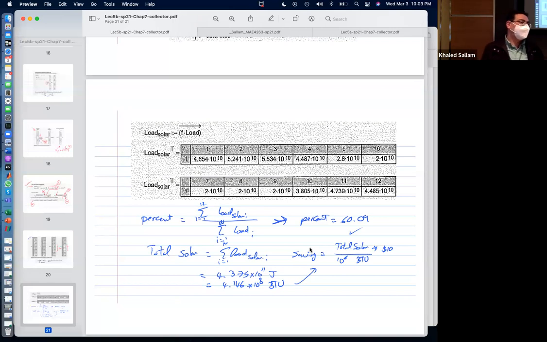So do you know everything you need to know now about solar collectors? You know where their chart is, how to use their chart to calculate the load, their efficiency, and how much they can make. And you can even do it for the whole month. Right? Questions?